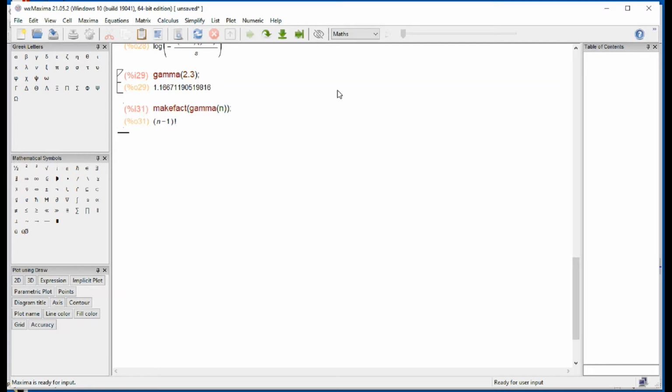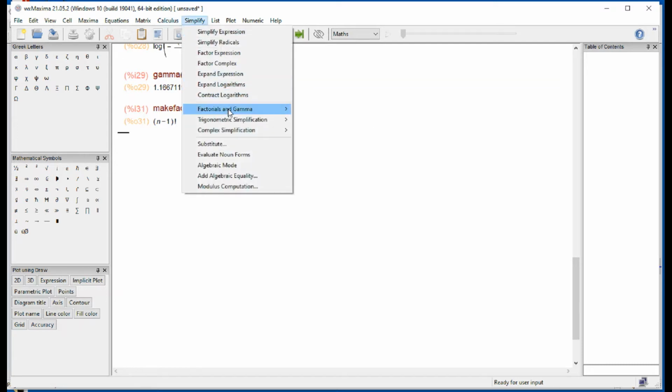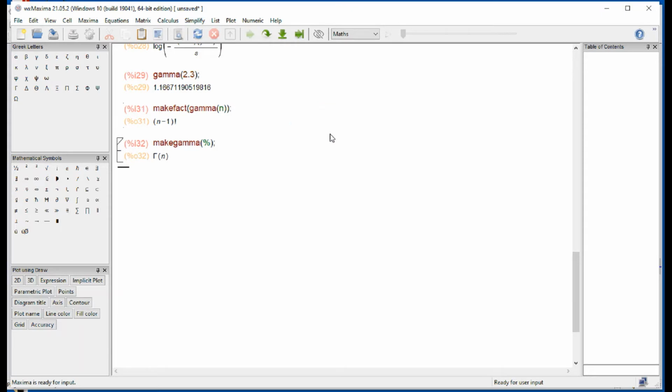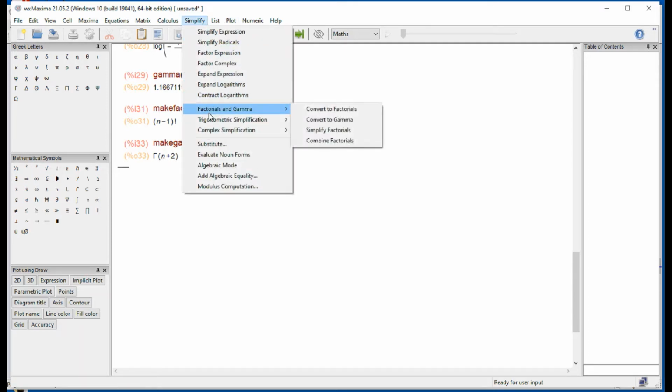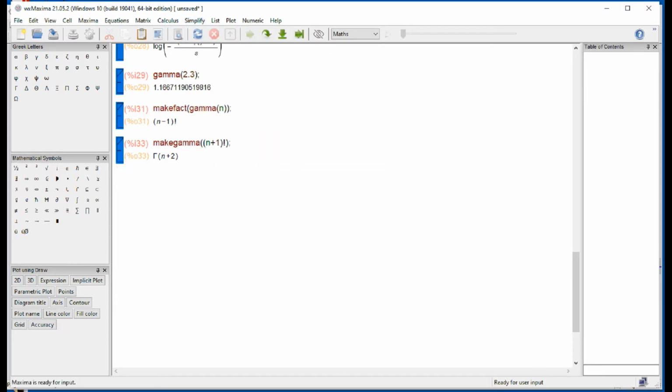You can also use simplify factorials and gamma, convert to gamma. Let's convert factorial to gamma. And so if I say n plus 1, right arrow, and I enter a shift exclamation mark, which is the factorial, shift enter, you get gamma of n plus 2. That's the only use of these two top commands. Then you have simplify factorials and combine factorials. I actually have some examples in here.